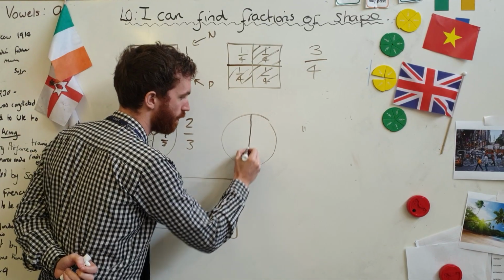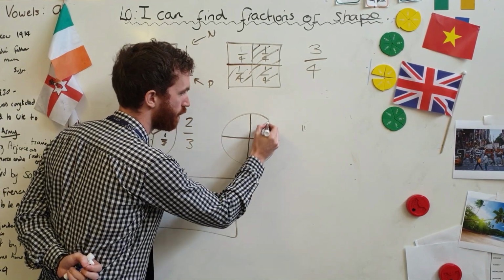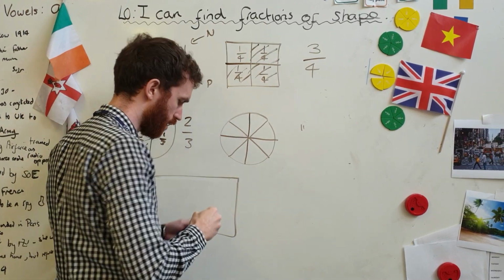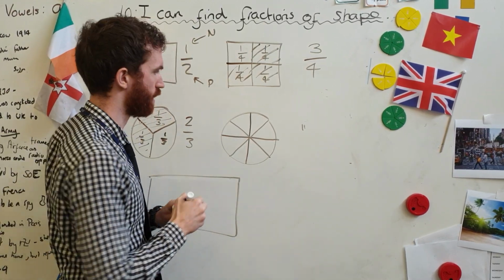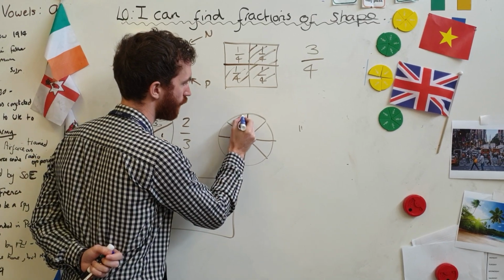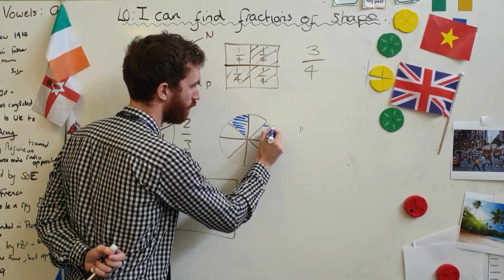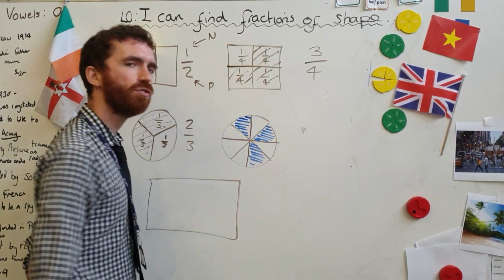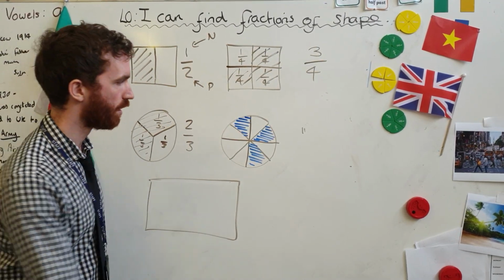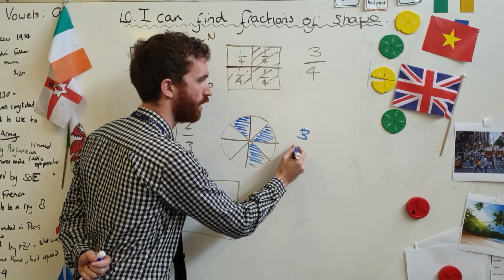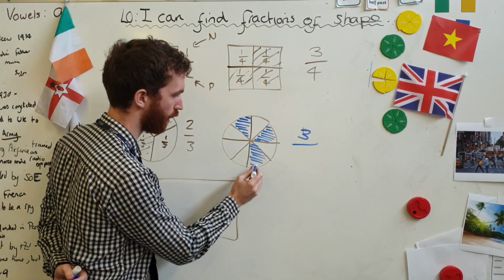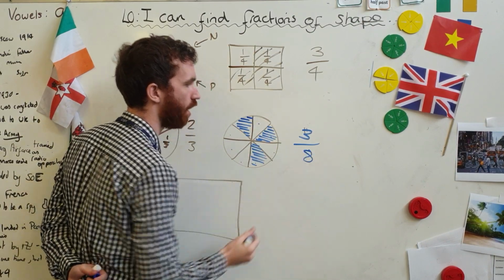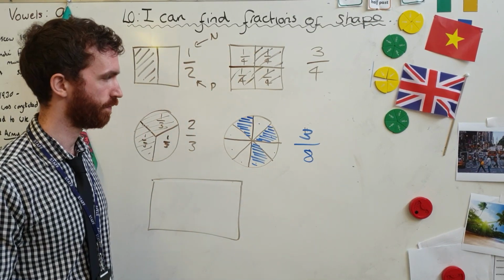Let's break this one up into quite a lot, shall we? Let's split it up like this. Okay, and then I'm going to shade, tell you what, use another colour, make it a little bit simpler. I'm going to shade this much of it. Okay, so how much have I shaded? Well, I can see that I've shaded 3 out of how many could I have had? Well, 1, 2, 3, 4, 5, 6, 7, 8. 3 out of 8, or 3/8.